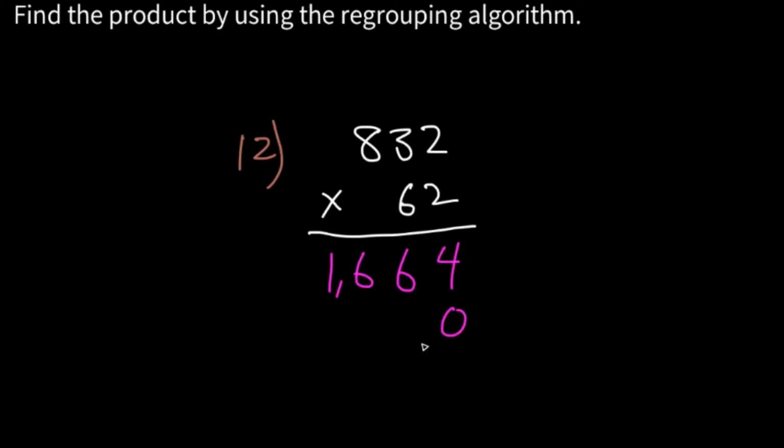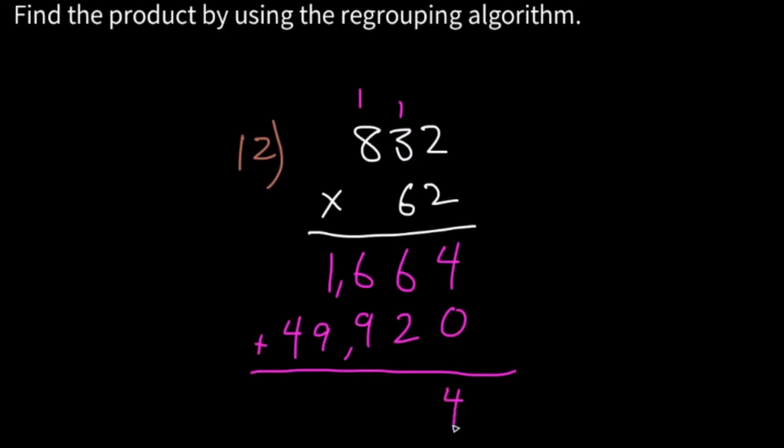So 6 times 2 is 12. Carry the 1. 6 times 3 is 18, plus 1 is 19. Carry the 1. 6 times 8 is 48, plus 1, 49. So we're going to add these partial products together to find the total.